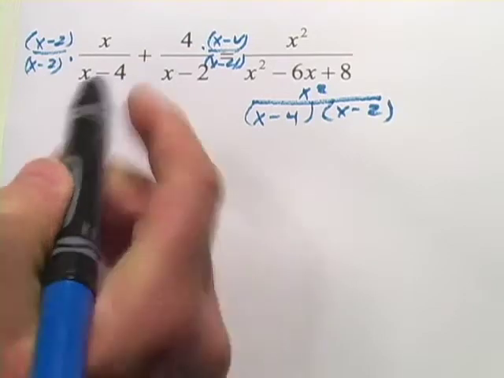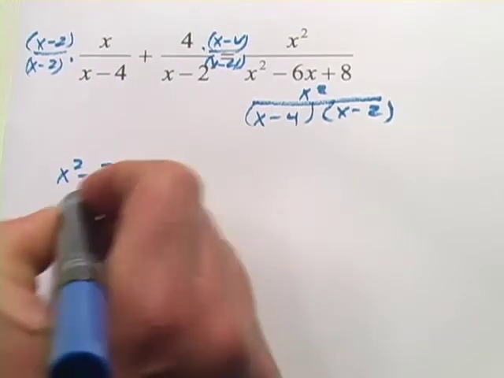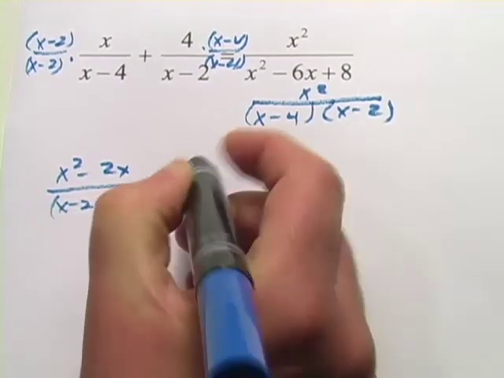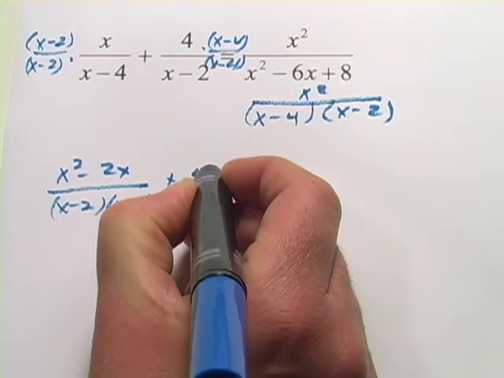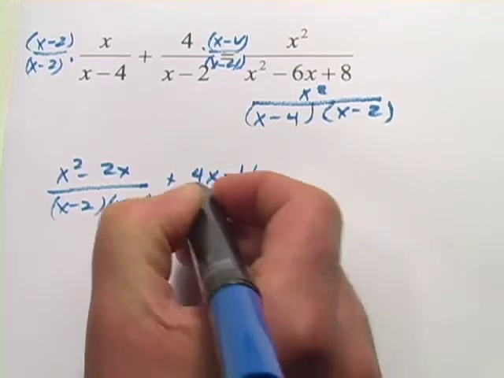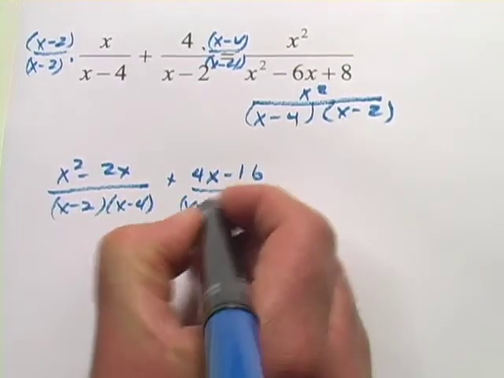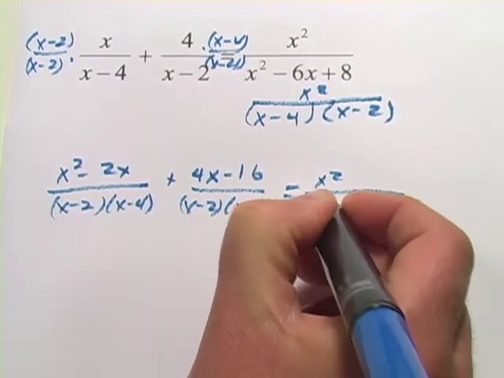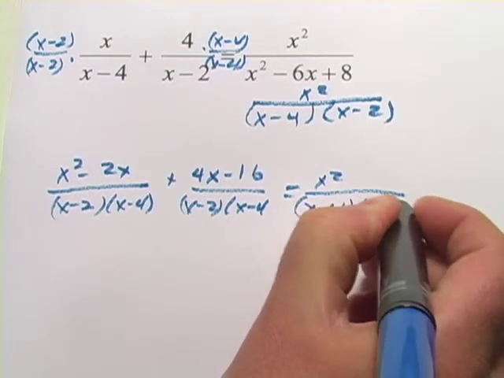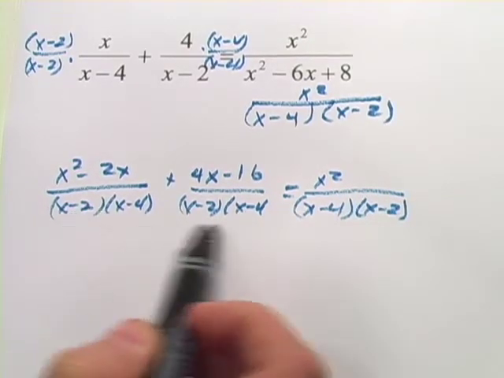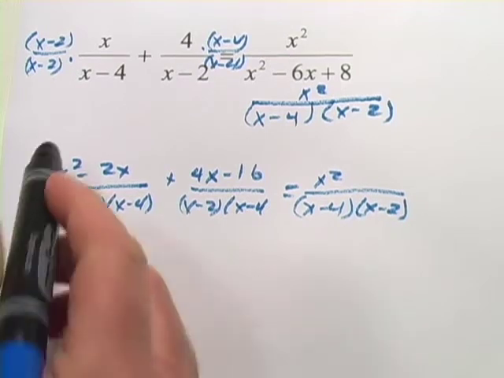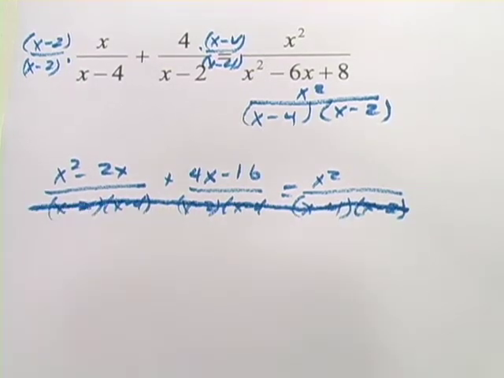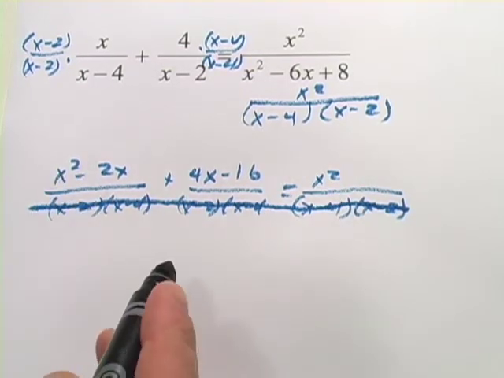When you do that, let's see, we would get x squared minus 2x over x minus 2, x minus 4, plus 4x minus 16 over x minus 2, x minus 4 equals x squared over x minus 4, x minus 2. Now, at this point, the denominators are all the same. So if you thought about multiplying the entire equation by the denominator, you can basically cancel it out. And then we can go forward with this expression, which is a little simpler.